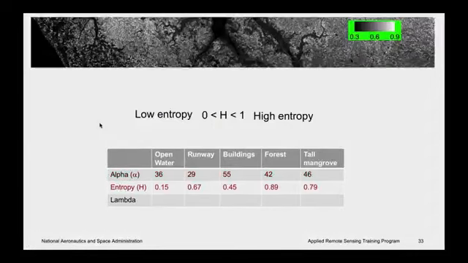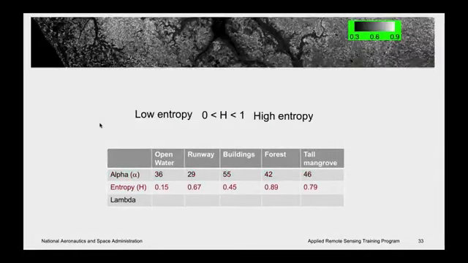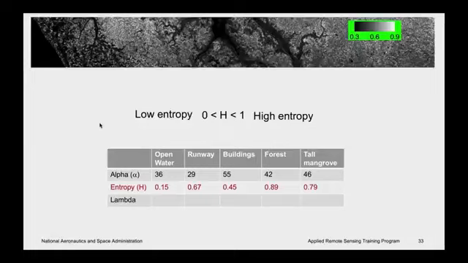Then this is a map of entropy. You can see how the results are different from what you see with alpha. So we're getting complementary information here. With entropy, you can see that calm water has very low entropy values. So entropy can go, again, from 0 to 1. And then the runway also has somewhat higher entropy values, as well as buildings. And the highest entropy you see is forest and tall mangroves.